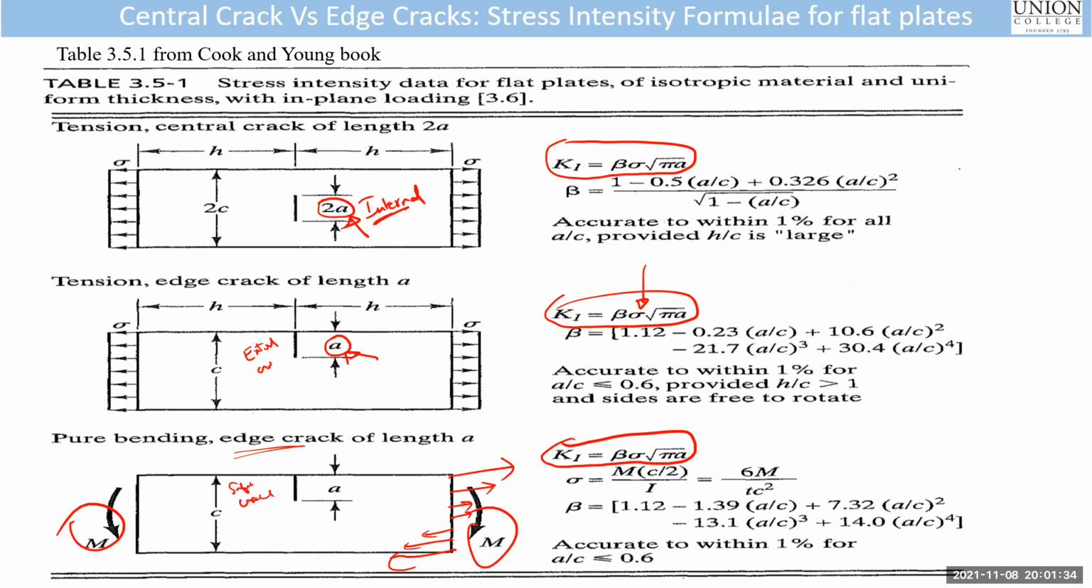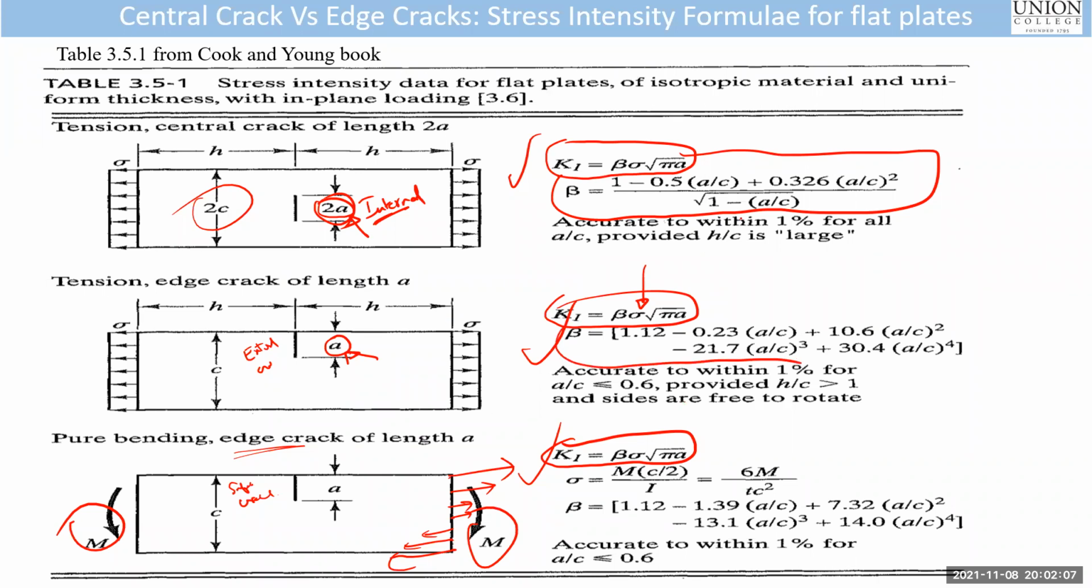And beta is the only difference between all of these problems. So beta is given by this relation here. Beta is a function of geometry and also loading. Here a is the geometry of this crack, and c is the geometry coming from the plate. The beta formula varies if it's an external crack.